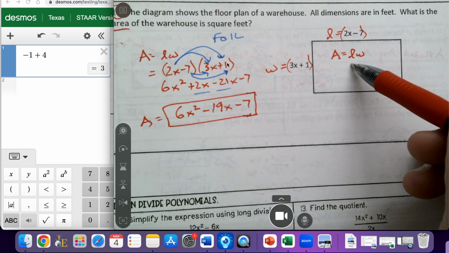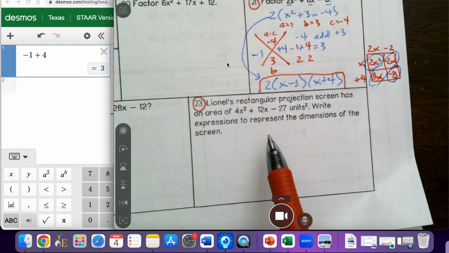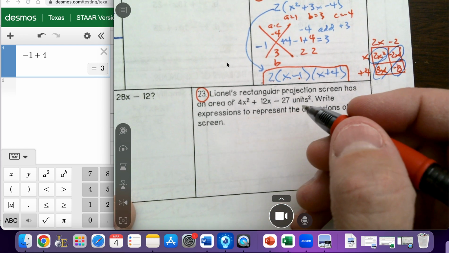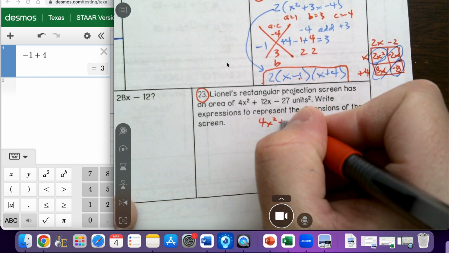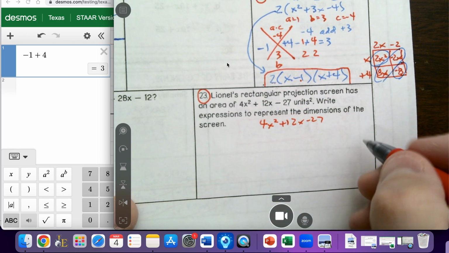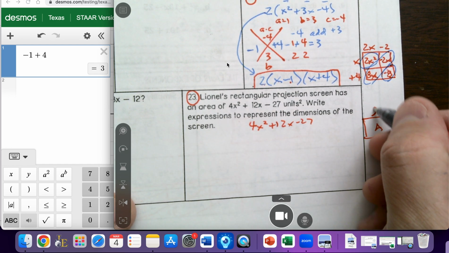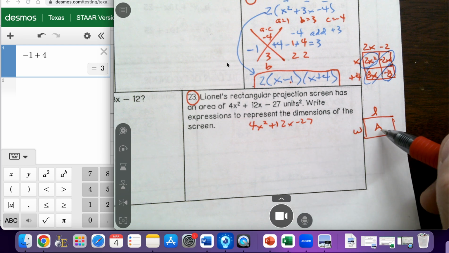Here on this problem, we're given the area of a rectangle and we're being asked to find the dimensions. So we're going to have to factor. So we are going to have to take this expression, 4x squared plus 12x minus 27. Again, we have a rectangle that we're given the area and we're being asked to find the length and the width. So we're going to have to factor because a binomial times a binomial is going to get us a trinomial. So this is going to be a lot like what we did on 19 and 21.